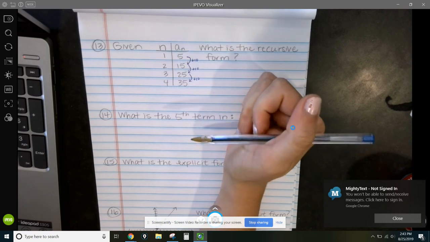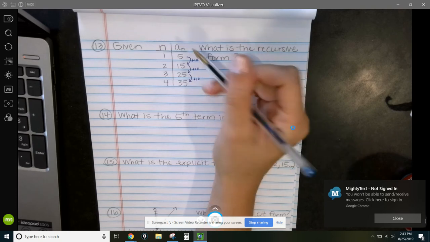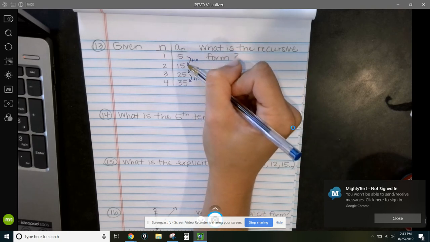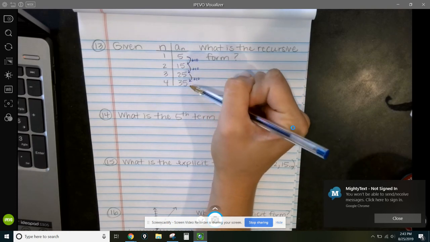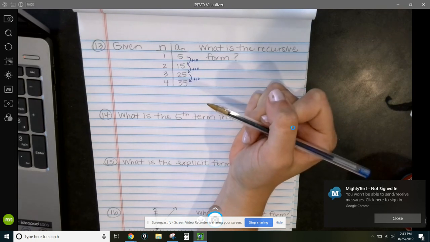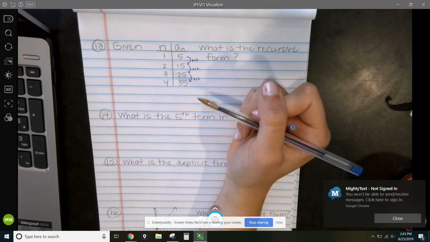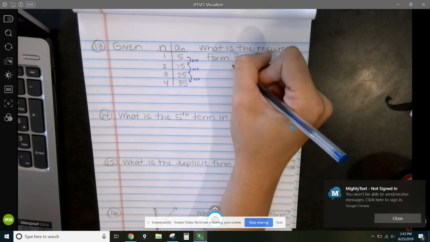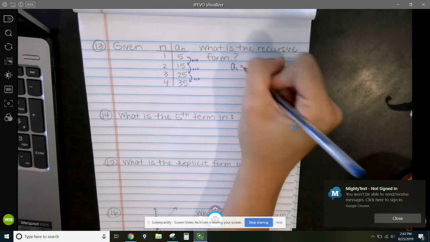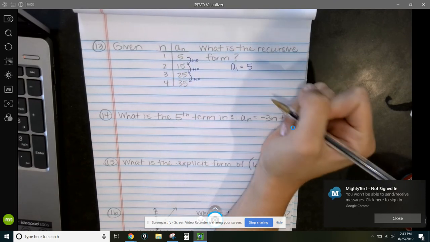So those are the two important things that you need to figure out for this problem: what did you start with and what are you doing every time? So I started with 5 and I'm adding 10 every time. So I'm going to write, since you're doing a recursive form, you need to know what a of 1 was. Well, they told you that right here in the table. A of 1 equals 5.